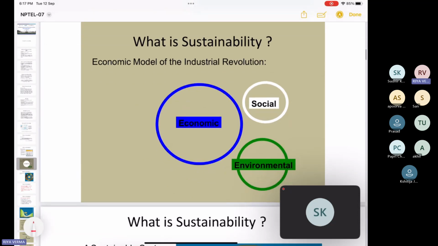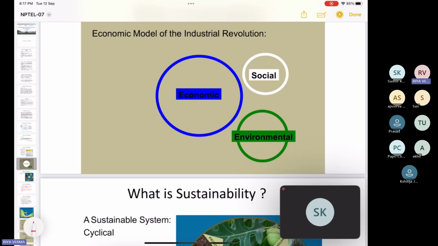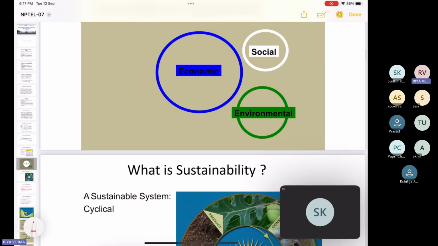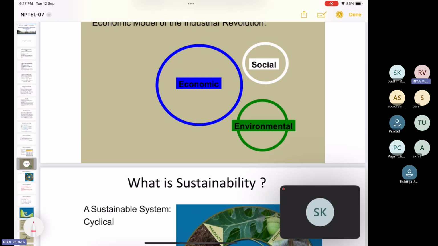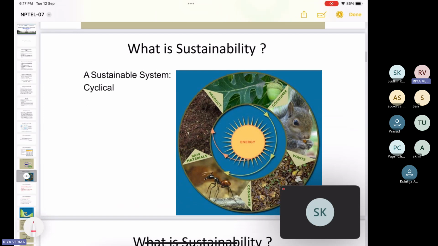Now coming towards the economic model of the industrial revolution, sustainability basically stands on three pillars: economic, social, and environmental. In LCA, we are more concerned about the environmental part, and we don't go for the economic or the social part of sustainability. Whenever we design a product, if we want it to be sustainable, it should be economically, socially, as well as environmentally sustainable. Only then can we say that the product overall is sustainable. So this is a cyclical process of a sustainable system.